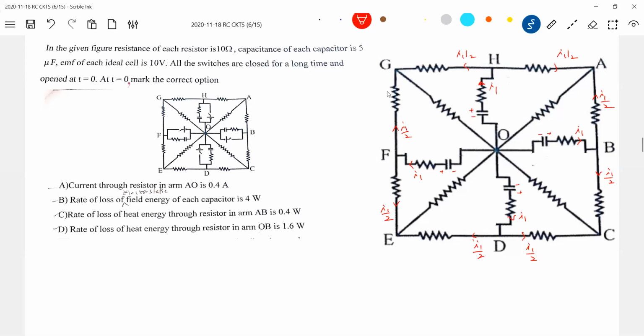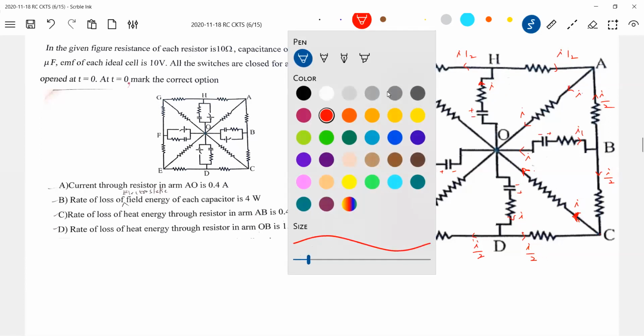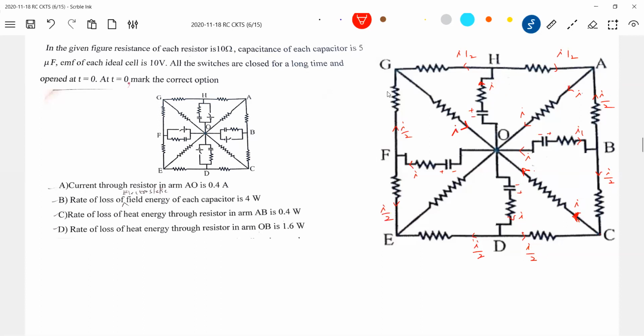So this I1 by 2 and I1 by 2, applying KCL again, here it will be I1. Why only I will keep it? Why that one? Okay, see, similarly here also a current I. Now writing the loop equation.